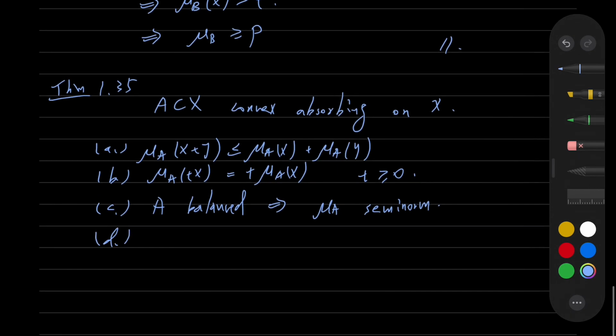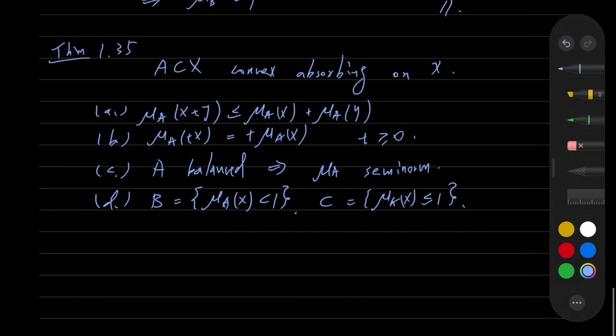And finally, we define two extra sets. One, as before, B is the set where mu A of x is smaller than 1, and C is the set where it is smaller or equal to 1. Then we will have the inclusion B is in A is in C, and the Minkowski functionals are the same.